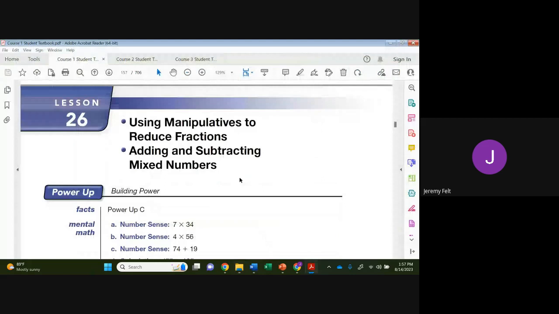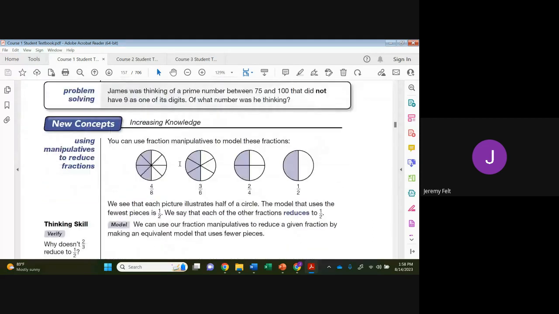Similar to the previous day, we're just hitting some of the highlights, doing a few quick examples, making sure the vocabulary makes sense, and then going over more in depth in class. So today, lesson 26, using manipulatives to reduce fractions, adding and subtracting mixed numbers. Again, a mixed number is just a number with a fraction. The same rules of common denominators for adding and subtracting fractions will apply to mixed numbers as well.